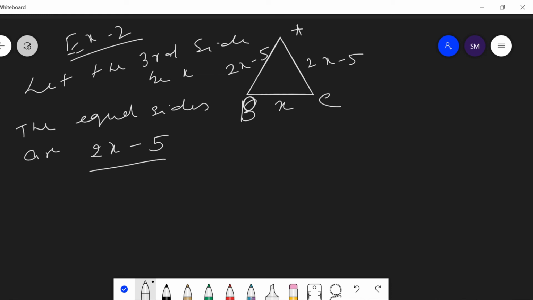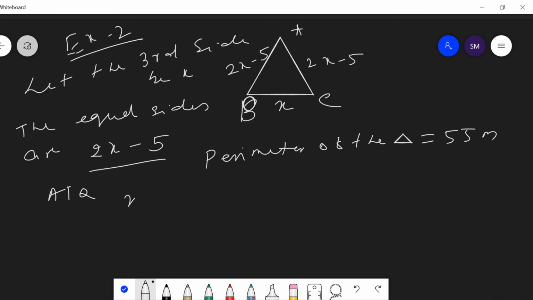Another condition is given here. Perimeter of the triangle is given. Perimeter of the triangle is equal to, given here, 55 meter. This means, according to the question, what is the perimeter of a triangle? Side 1 plus side 2 plus side 3.